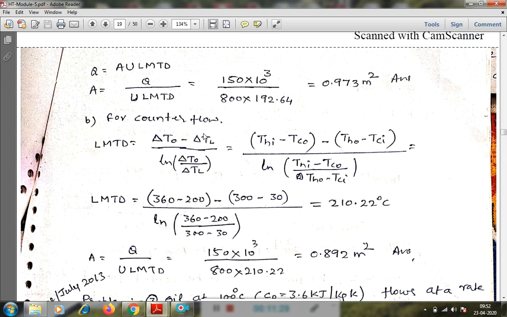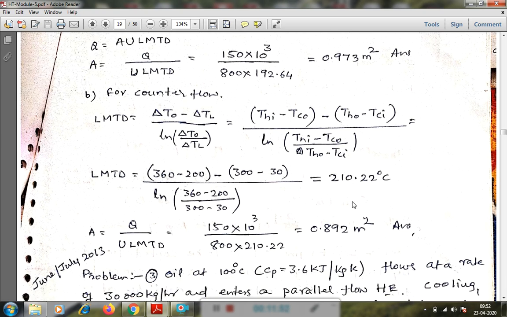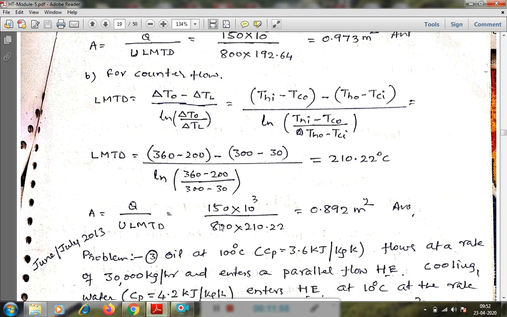Similarly, for the counterflow heat exchanger, the LMTD has the same equation: delta T naught minus delta TL by ln of delta T naught by delta TL. This can be written with delta T naught as Thi minus Tc naught and delta TL as Th naught minus Tci, by ln of Thi minus Tc naught over Th naught minus Tci. By substituting all the temperatures, we get the LMTD as 210.22 degrees Celsius. Then area can be calculated using Q by U LMTD, that is 150 into 10 raised to 3 by 800, the overall heat transfer coefficient, times the LMTD of 210.22. Then it is 0.892 meter square.